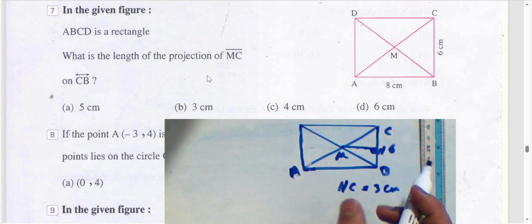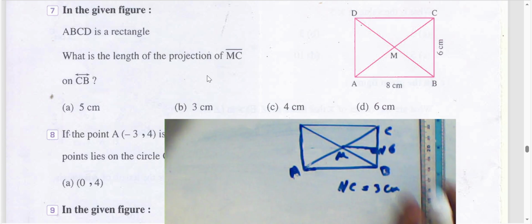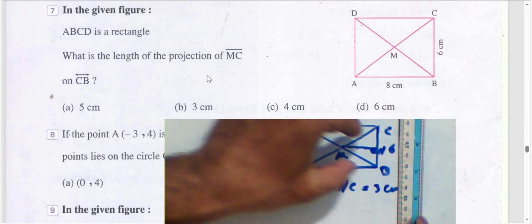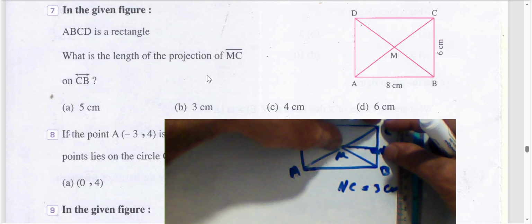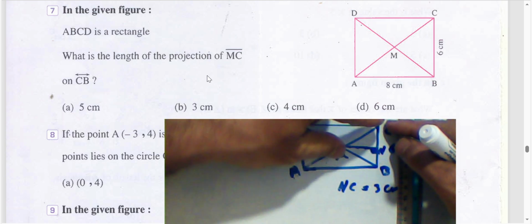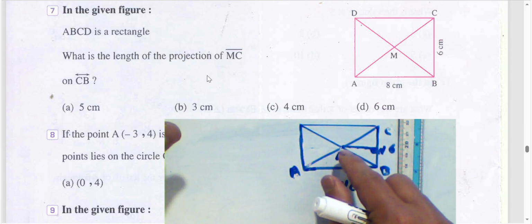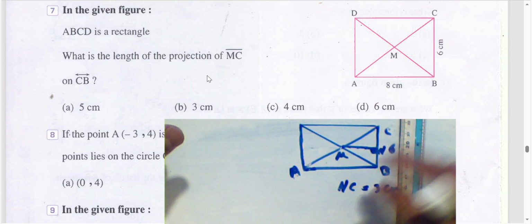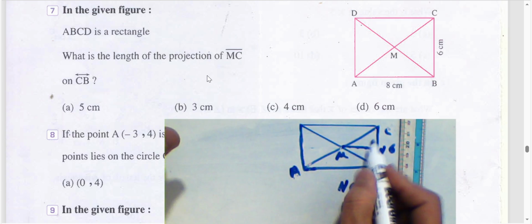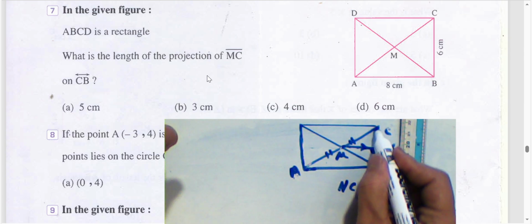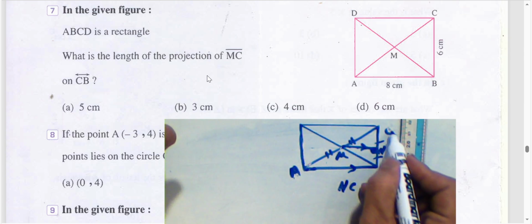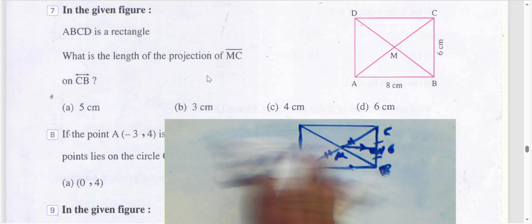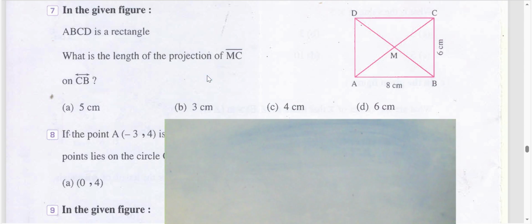Then the length of the projection of MC: the projection of M will be N, and the projection of C will be the same. Then the projection of MC will be CN. CN is the projection of the line segment MC. NC is half of 6, which is 3 centimeters, because we draw from the midpoint of A and C parallel to the base, which cuts the two sides equally. The length will be 3 centimeters. Understood? Next question.